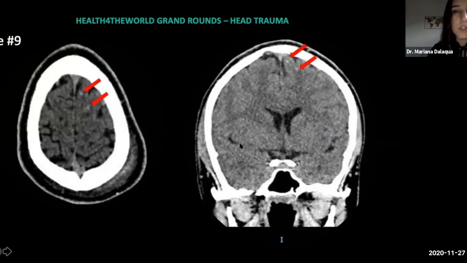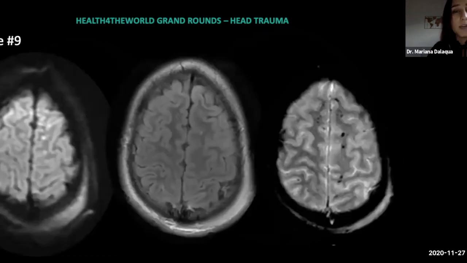So this should make us think about one specific lesion that would be diffuse axonal lesion, okay? So this would be the tip of the iceberg. If we see this on CT, we should absolutely do an MRI because we're going to find more, okay? So here, as I said, this patient went for the MRI.